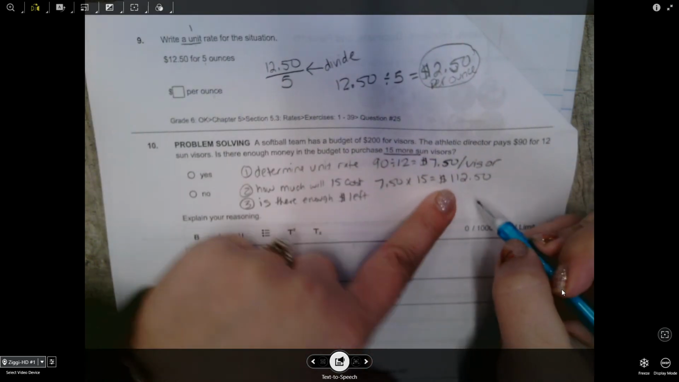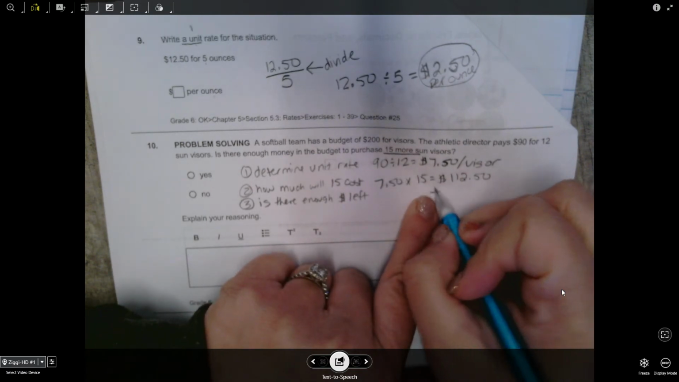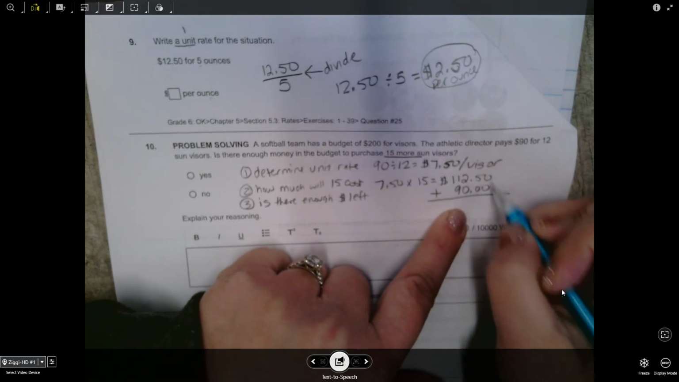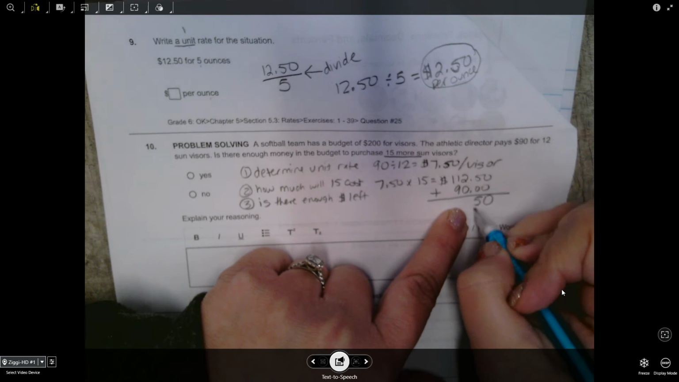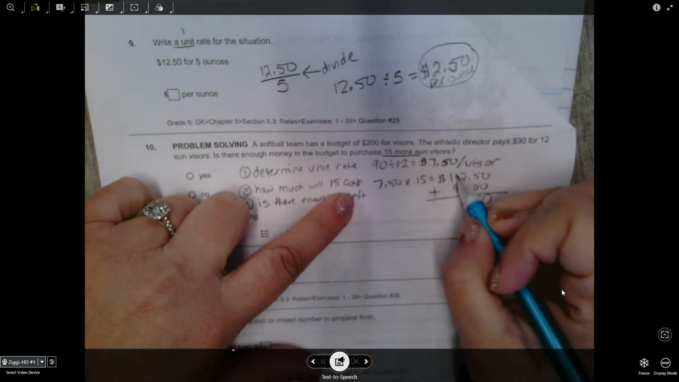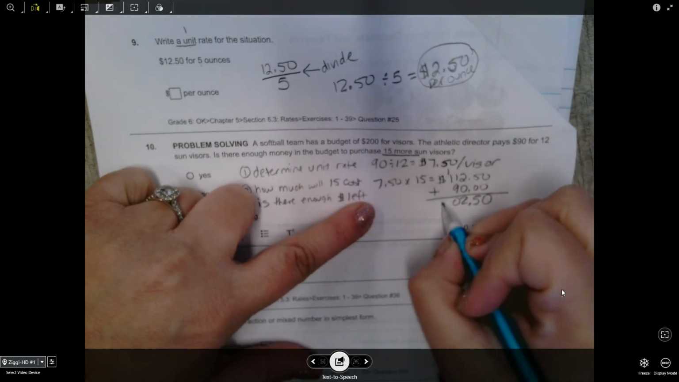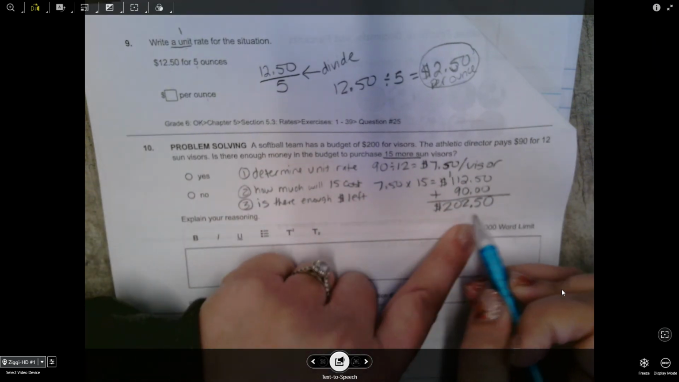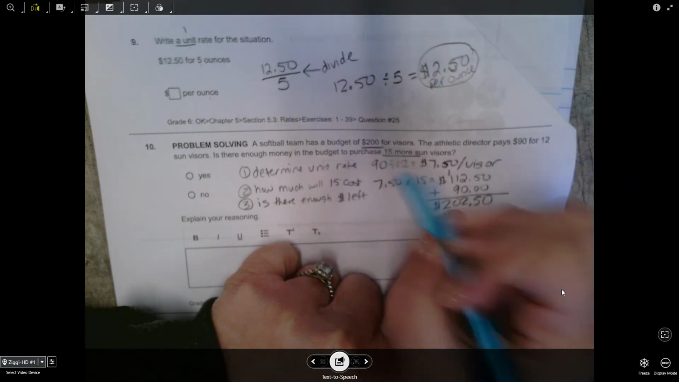So we need to spend $112.50 more. We've already spent $90. 0 plus 0 is 0. 5 plus 0 is 5. 2 plus 0 is 2. 1 plus 9 is 10. 1 plus 1 is 2. We would spend $202.50, but we only have $200 to spend.